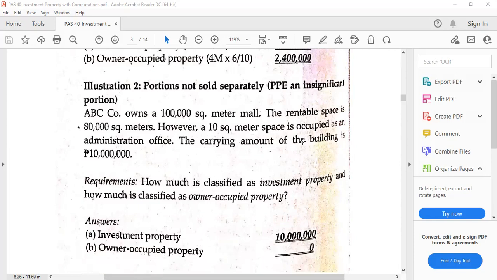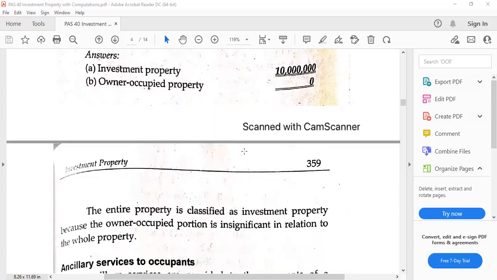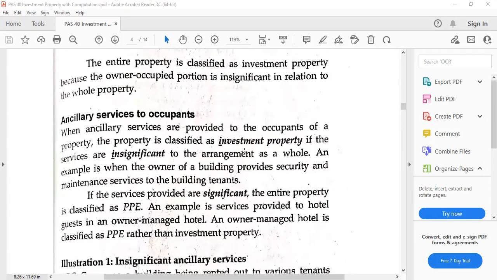We have to take note that the significant portion, 80,000, is rentable. Therefore, that's rent revenue, which is another avenue for the business to earn. And that is part of investment property. But the OOP or PPE, because it's just a 10 square meter space, is really insignificant. It's not even 10,000, it's really a 10 square meter space. So in that case, really insignificant, therefore 0 for owner-occupied property. Now, the entire property is classified as investment property because the owner-occupied portion is insignificant in relation to the whole, as said a while ago.